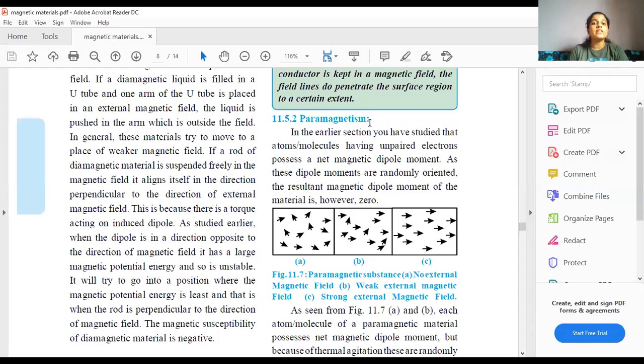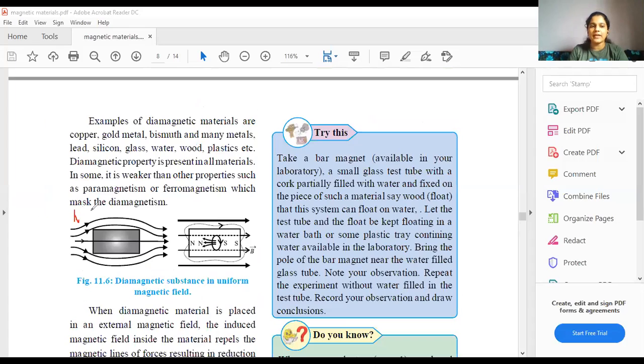Now, students, what was the major difference? In diamagnetism, this is the external magnetic field, north to south. We can see here inside the diamagnetic material also, this end is behaving like north and this end is behaving like south, so they repel each other. We know that inside the material, the magnetic field lines are from south to north, and outside the material, it is from north to south. So in diamagnetic materials, the direction of the inside magnetic field is opposite to the direction of the outside magnetic field.